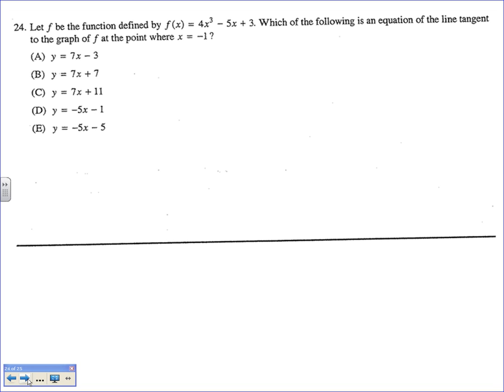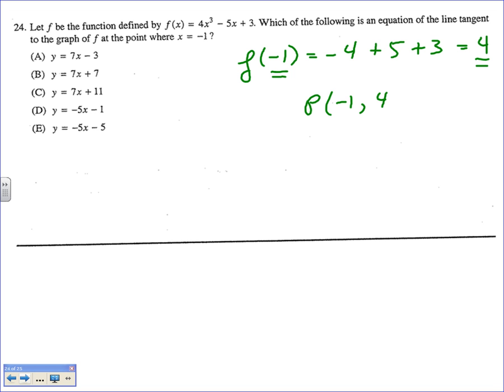Number 24, we're given a function, and the question is, which of the following is tangent to it where x equals -1? Well, let's find the point on the function at -1, and won't that be -4 plus 5 plus 3? And 8 minus 4, of course, is 4. So our point is at -1, 4.